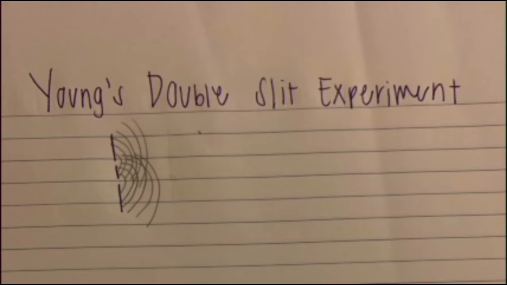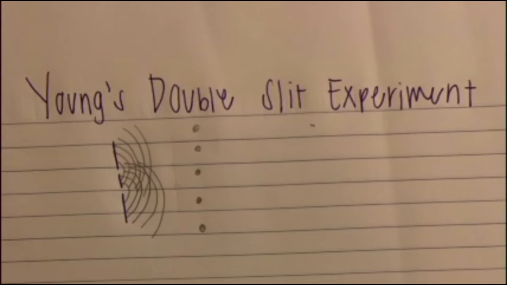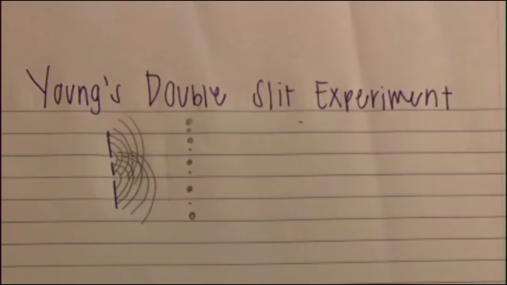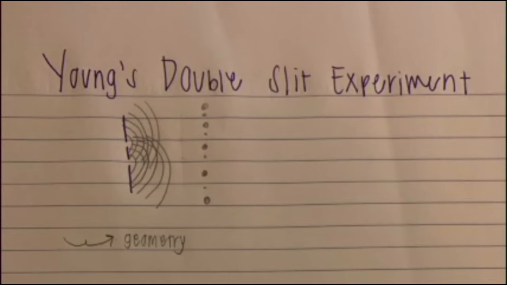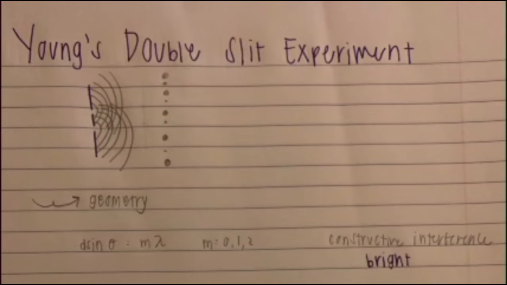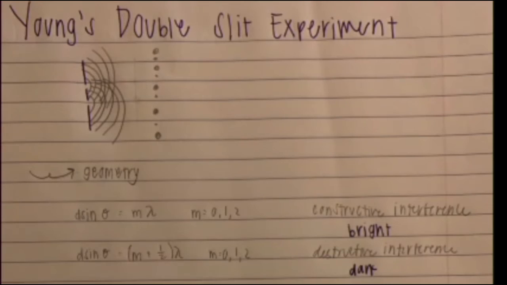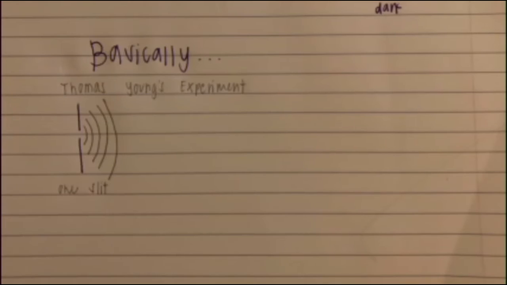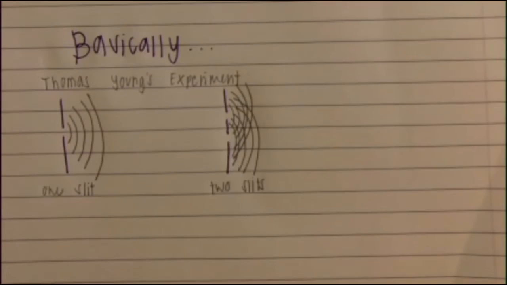The light waves don't travel straight through the hole, and instead they diffract or spread out, and with the 2 holes, the waves will interfere and overlap. The waves can interfere constructively into a bright spot or destructively into a dark spot. We can actually use geometry to find the conditions for constructive and destructive interference. So we have one formula for constructive interference, which is bright, and another for destructive interference, which is dark. So basically, Thomas Young's double slit experiment showed how light diffracts through a slit. And with 2 slits, the light waves will interfere, causing constructive bright spots or destructive dark spots.